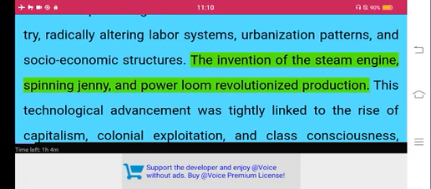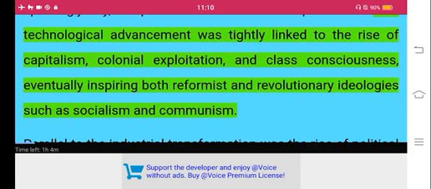The invention of the steam engine, spinning jenny, and power loom revolutionized production. This technological advancement was tightly linked to the rise of capitalism, colonial exploitation, and class consciousness, eventually inspiring both reformist and revolutionary ideologies such as socialism and communism.